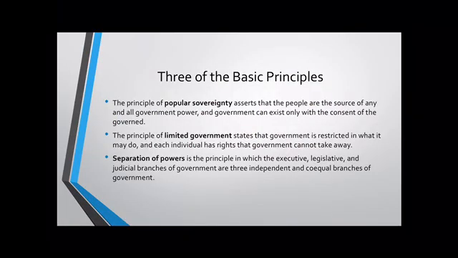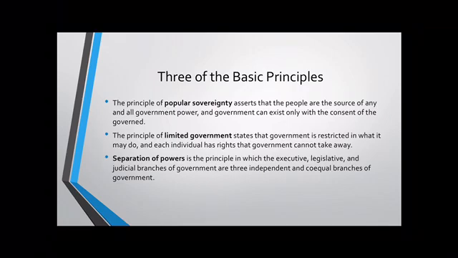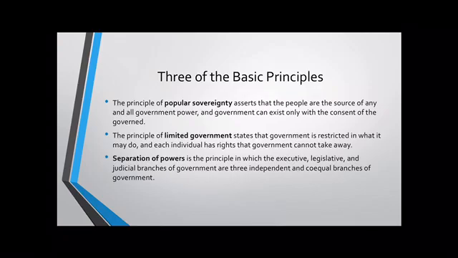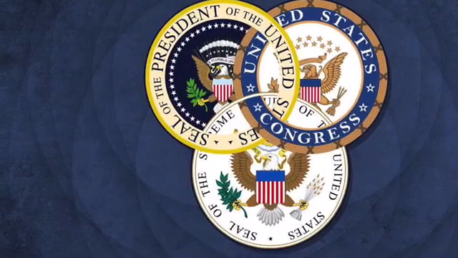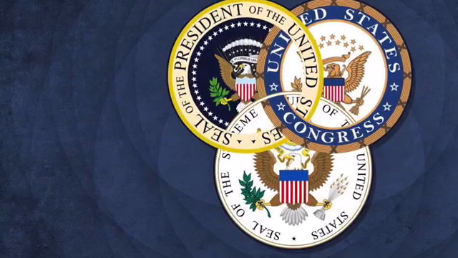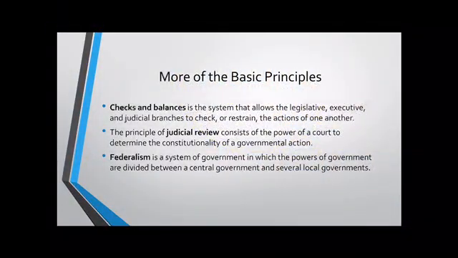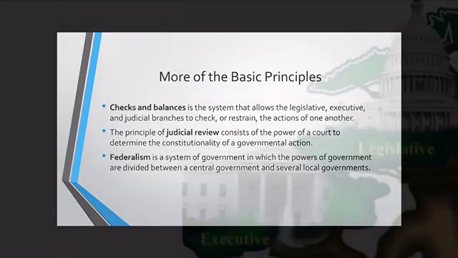Separation of powers is the principle in which the executive, legislative, and judicial branches of the government are independent but yet co-equal branches of the government. Checks and balances, again, this is kind of something that sounds like what it is. It's a system that allows each of the 3 branches, the legislative, executive, and judicial branch, to check or restrain the actions of one another.